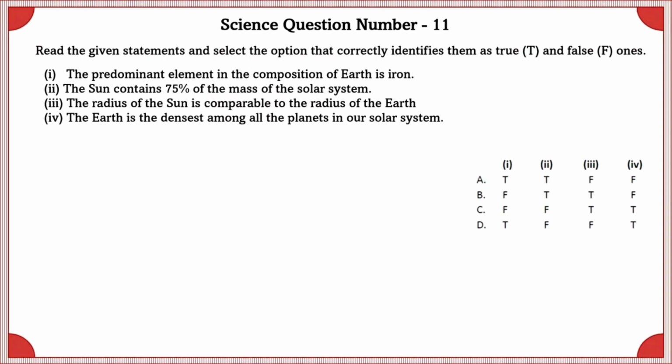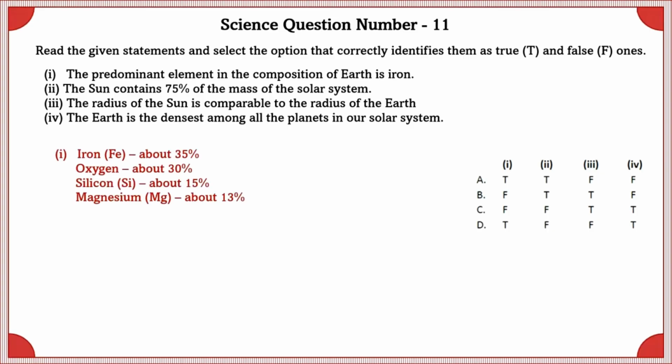Science question number 11. Read the given statements and select the option that correctly identifies them as true and false. First, the predominant element in the composition of the earth is iron. Iron is 35%, oxygen is 30%, silicon is 15%, and magnesium is 13%. So statement 1 is true. Second, the sun contains 75% of the mass of the solar system. The sun contains 99.86% of the total mass of the solar system. So the second statement is false.